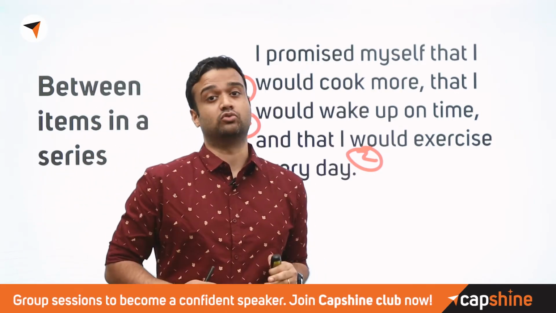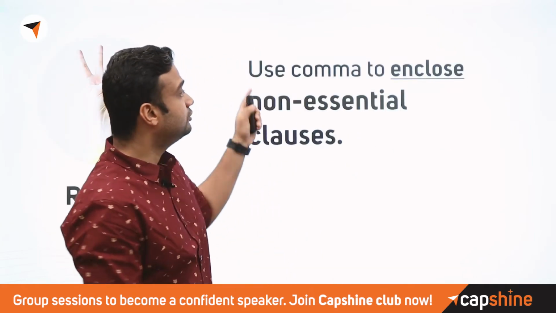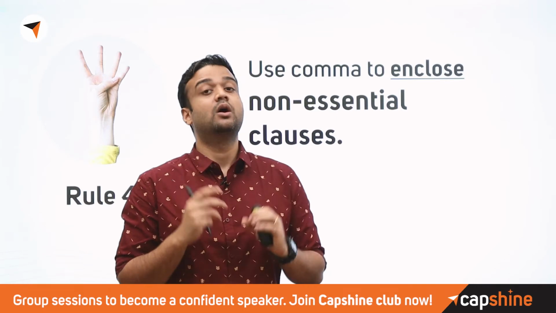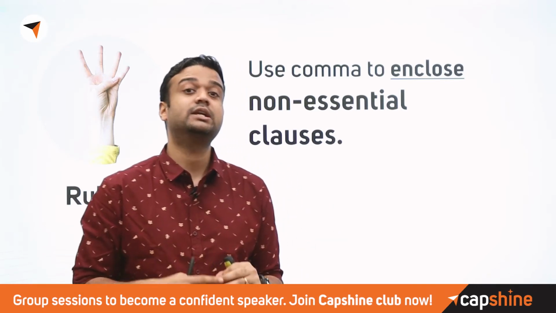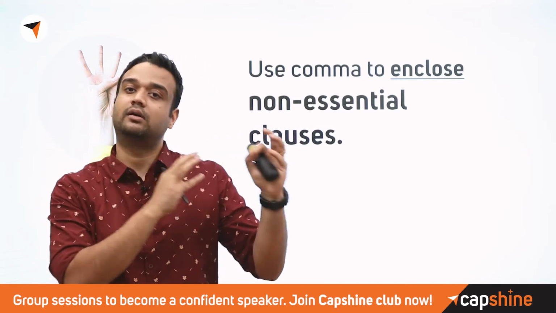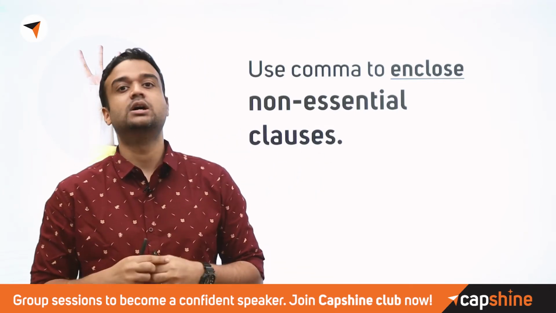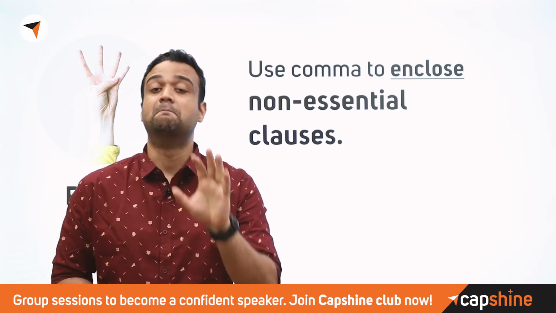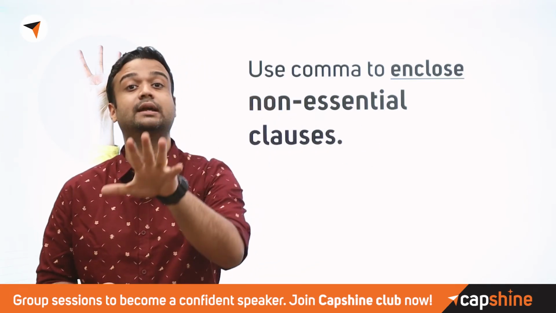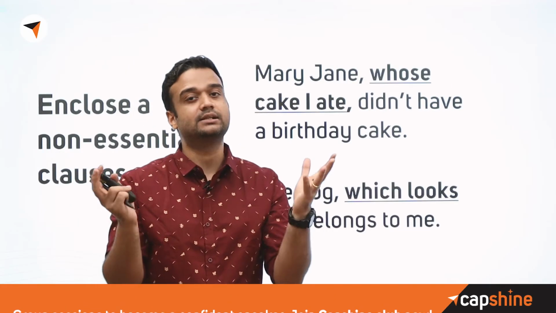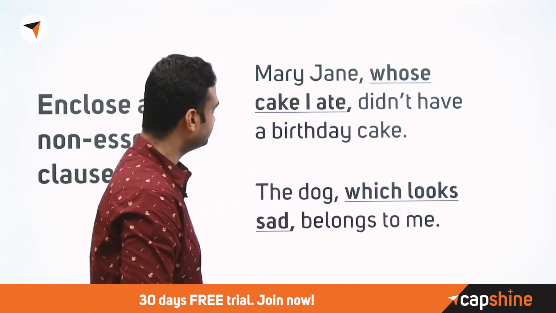The final rule for today is use a comma to enclose something called non-essential clauses. What these are essentially are complete ideas which you add on in between or in front of or in the end of a sentence to give additional information. This is very similar to your introductory phrases, but the only difference is that this could be in the middle of the sentence as well. These again act like they are bracketed information. And let's see what these are.